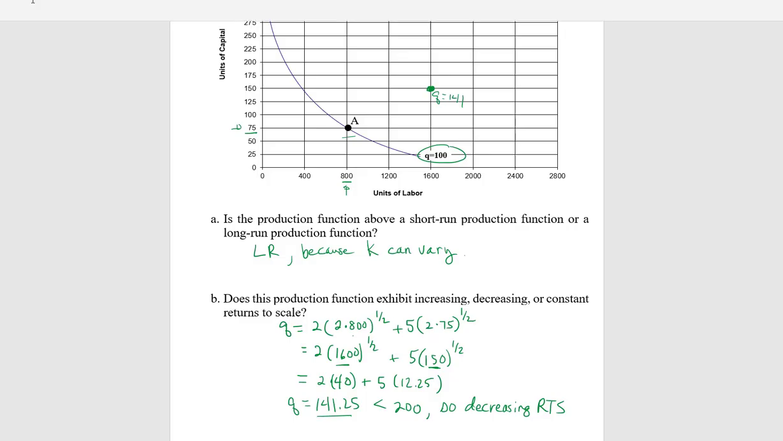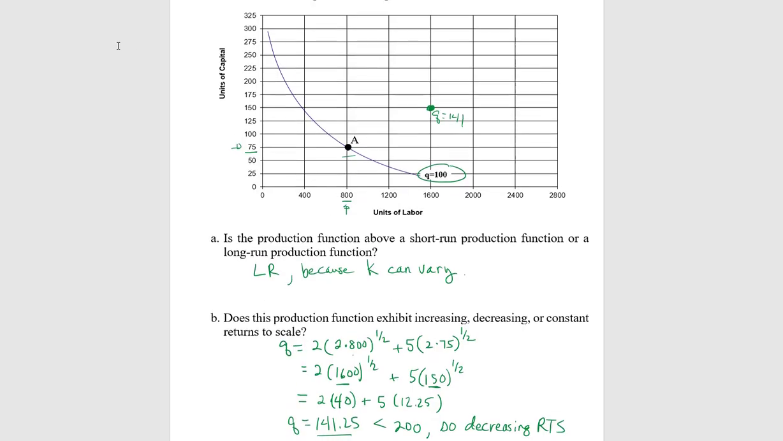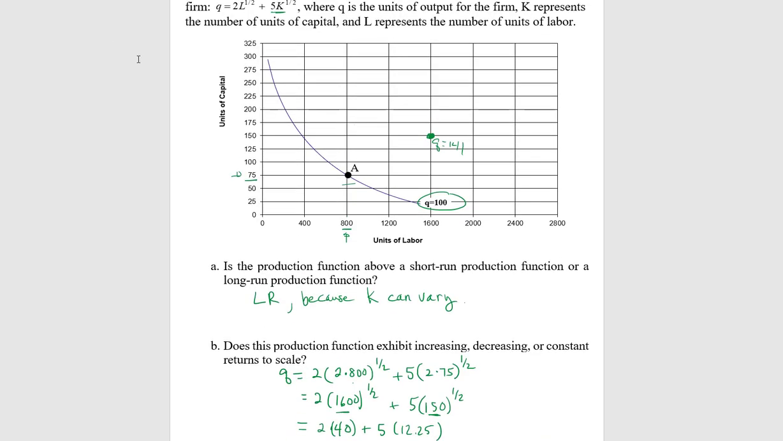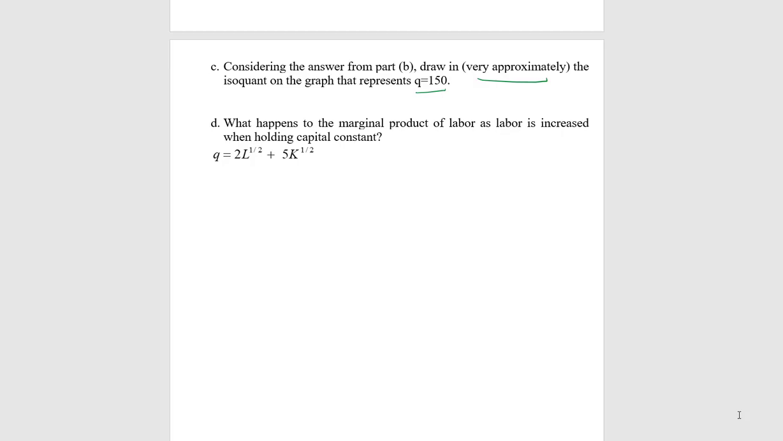So if I need to draw an isoquant that's out at 150, it would need to be something that lies out in the KL plane that's beyond that 141. Now, obviously, mathematically, this is probably not the correct point, but from an abstract perspective, we would know it would need to be somewhere out here where that red line is, beyond that green point. Part D of this question: what happens to the marginal product of labor as labor is increased when holding capital constant?